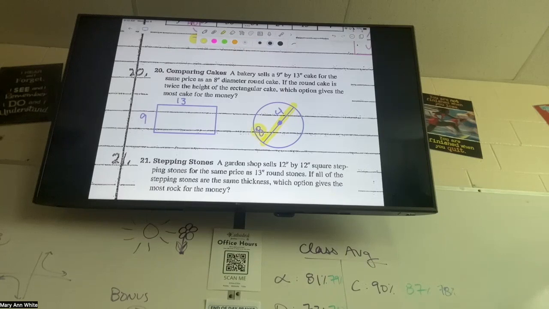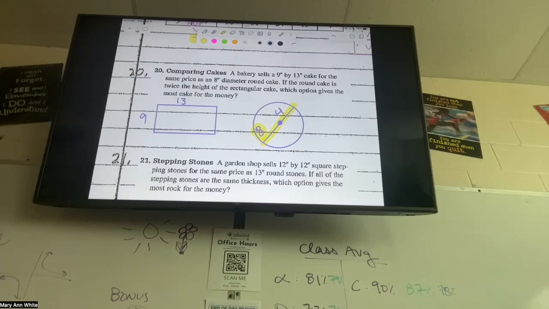It says if the round cake is twice the height of the rectangular cake, which option gives the most cake for the money? Okay, so I'm thinking they cost the same price. I'm having a party, I would want to have the most amount of cake there for my guests. I want to buy the cake that has the most volume, so we gotta do a volume equation.